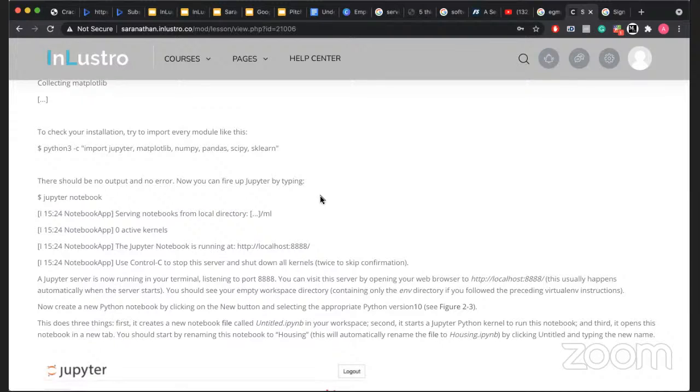So you should start by renaming the notebook to housing in this case, and this will automatically rename the file to housing.ipynb, by clicking the Untitled and typing it in. It's also possible.